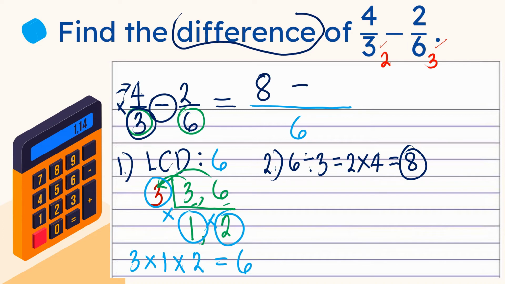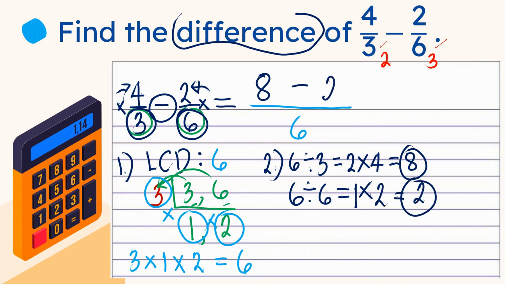Next, hindi ka pa tapos. Yung 6 ulit, which is your LCD, i-divide naman natin doon sa isang denominator na 6. 6 divided by 6, that is equal to 1. And then, i-times down natin doon sa numerator. So, times 2, this is equal to 2. Yan ngayon yung ilalagay natin dito. And then, ayan, mag-solve ka na. What is 8 minus 2? 8 minus 2 is equal to 6 out of 6.